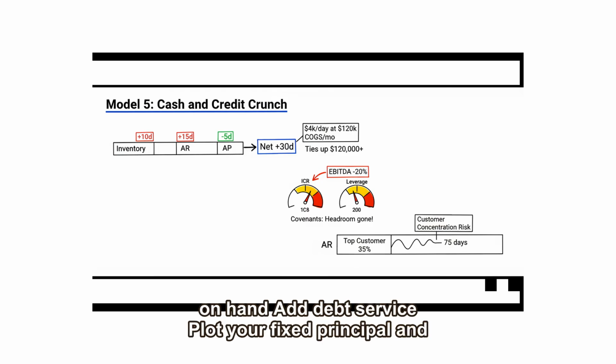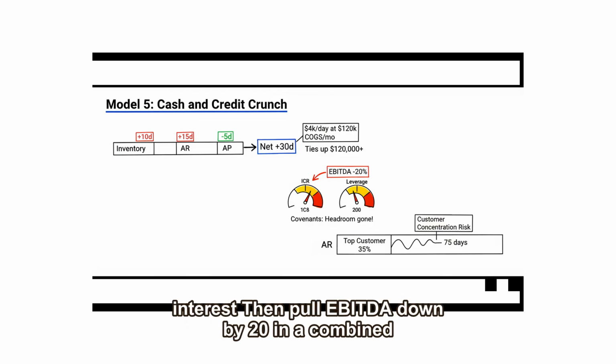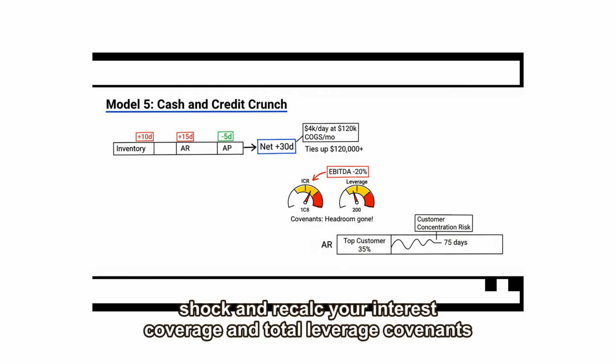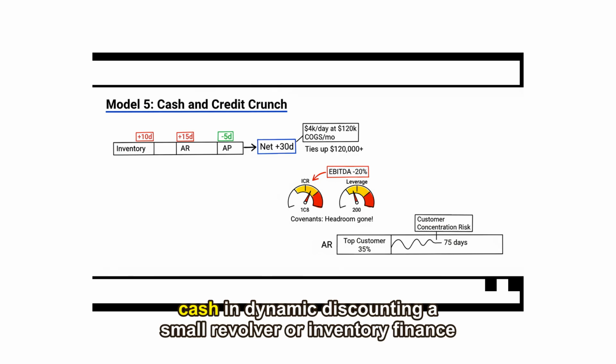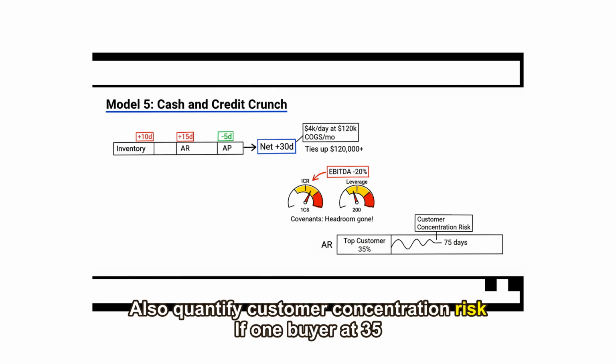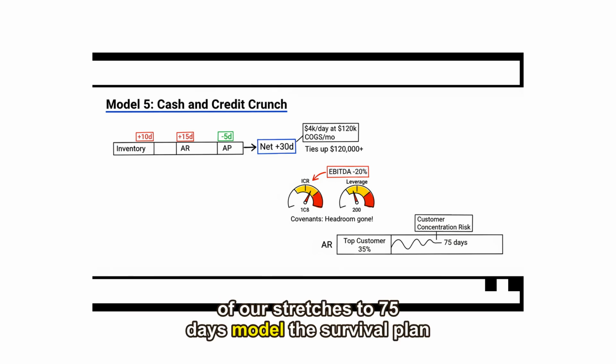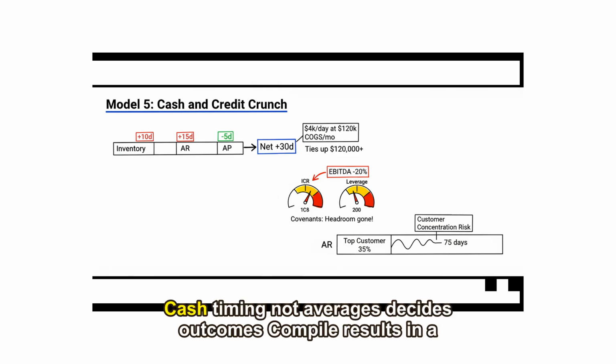Add debt service, plot your fixed principal and interest. Then pull EBITDA down by 20% in a combined shock and recalc your interest coverage and total leverage covenants. If headroom disappears, test levers: early pay discounts to pull cash in, dynamic discounting, a small revolver, or inventory finance. Also quantify customer concentration risk. If one buyer at 35% of revenue stretches to 75 days, model the survival plan. Cash timing, not averages, decides outcomes.